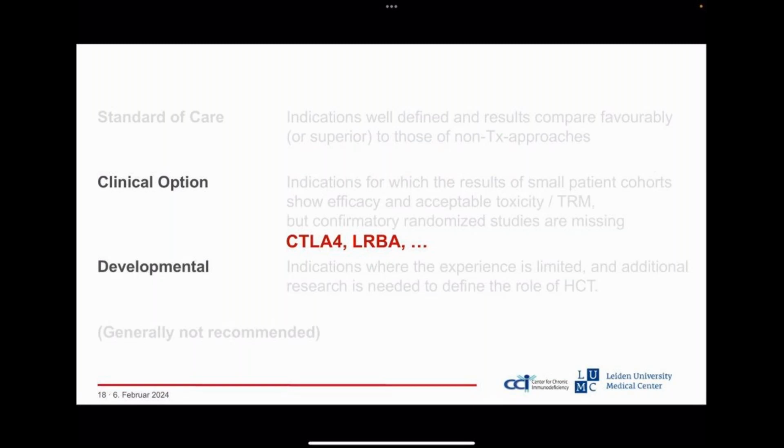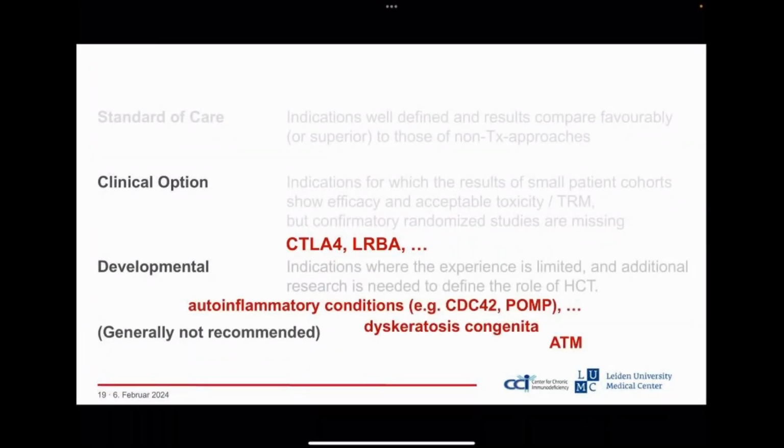There are more diseases that have been reported over the past years, some like CTLA-4 LRBA deficiency, where there are also novel pharmacological treatments available that need to be compared, and therefore indication for transplantation must be rather considered to be developmental. And we're also making great progress to make our treatments less toxic, making treatments generally safer, but also enabling us to think about maybe further indications that we didn't dare to think a couple of years ago.